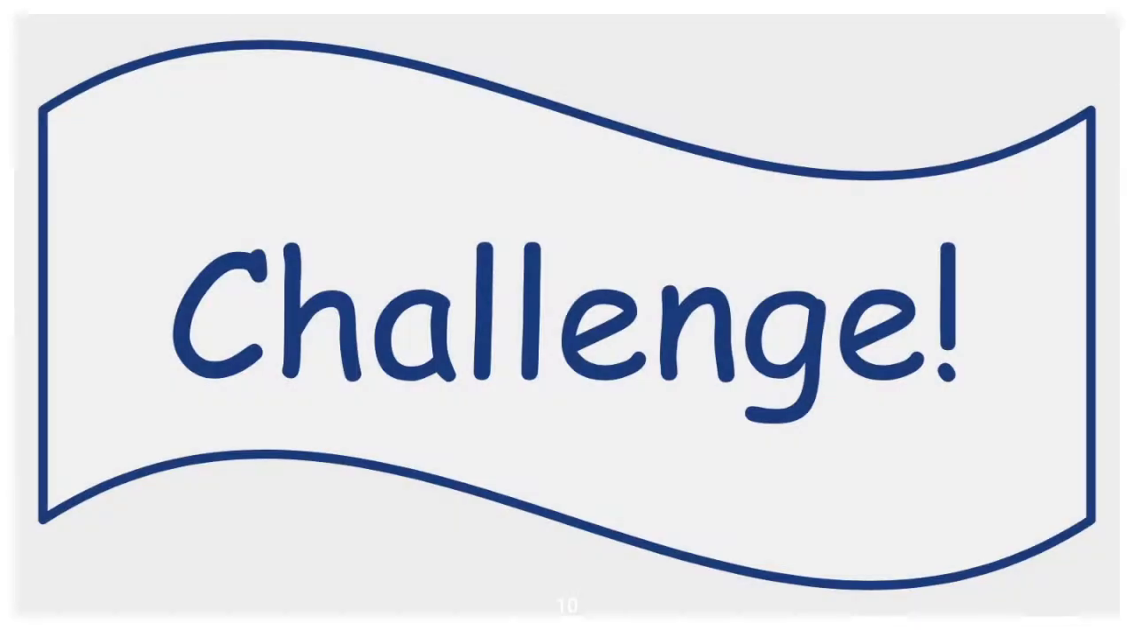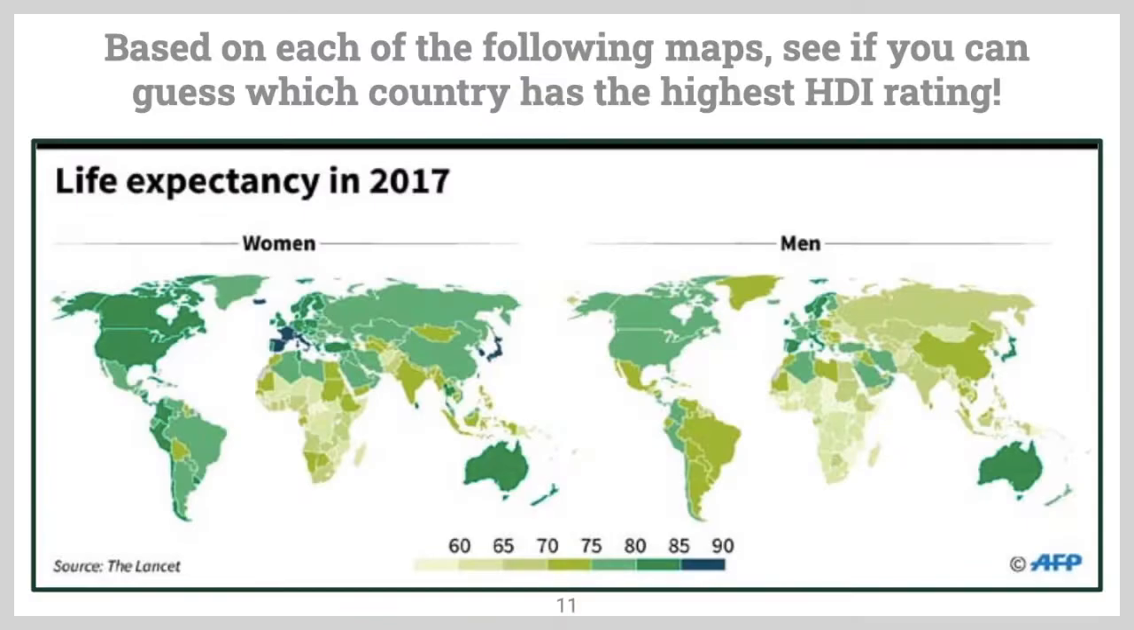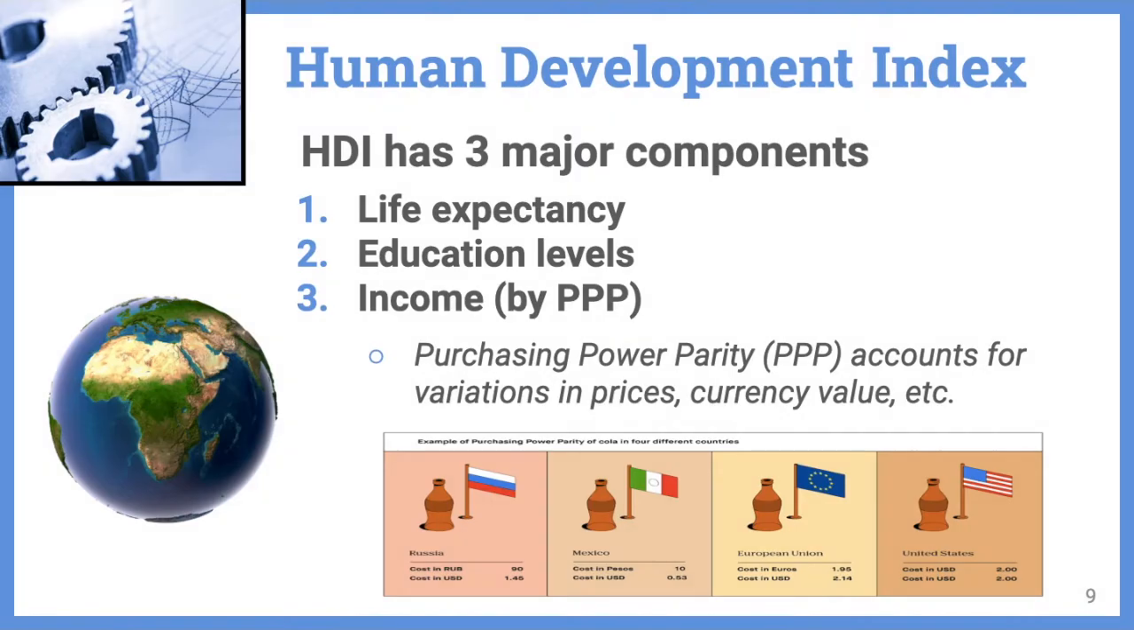Now, I have a challenge for you to end section 8.1 today. That challenge is to look at 3 maps which are going to represent each of these 3 components of the HDI and try to predict which country would rank number 1 on the HDI. Out of all the countries in the world, which one would be at the top of the Human Development Index?